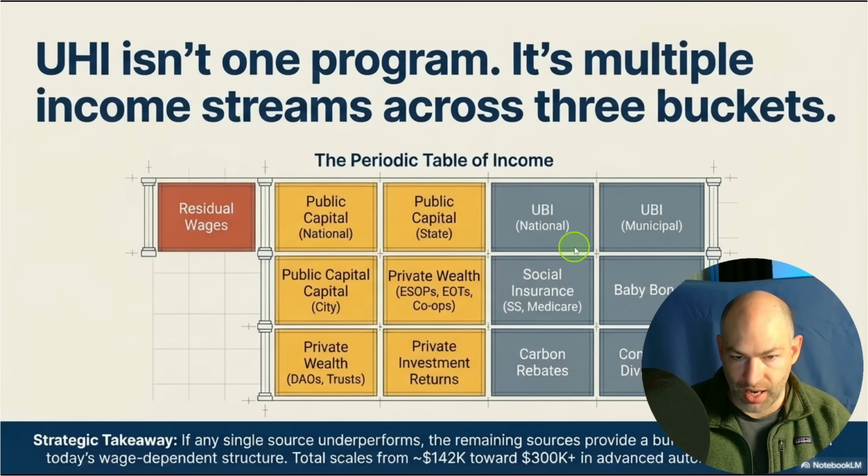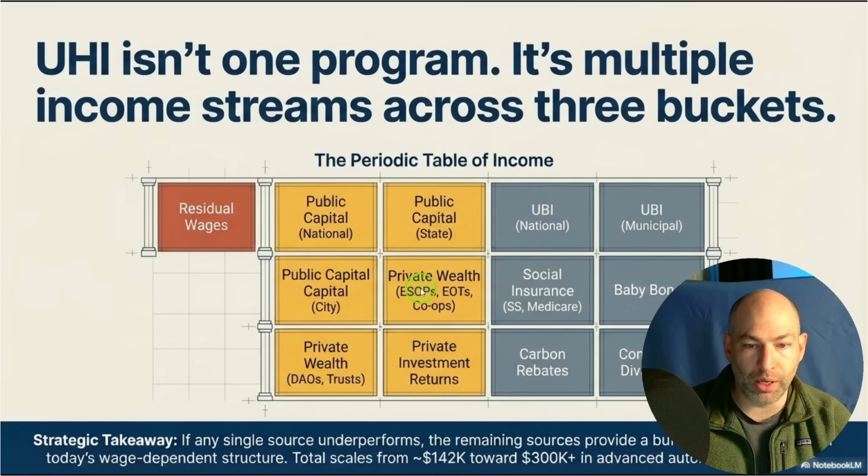And this is not all of the buckets, by the way, but we have public capital at the national level. So that's a sovereign wealth fund. Then we have public capital at a state level, which is something like Alaska's Permanent Fund. Then there's public capital at the city level. So that's what's called an urban wealth fund or a municipal wealth fund.